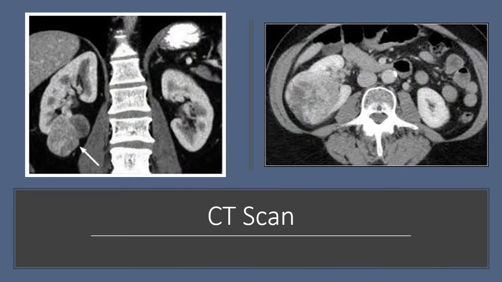Okay, these are CT scan pictures showing hyperdense lesions in the lower pole of the right kidney. Again here, the tumor seems to be well encapsulated and is within the capsule of the kidney. And there are no obvious signs or changes to suggest enlarged lymph nodes in the para-aortic region.